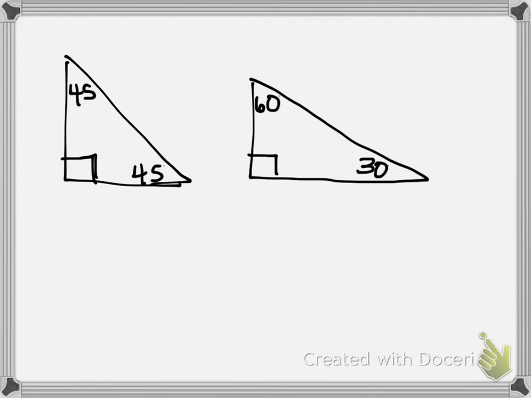So if we start with the 45, 45, 90 again, remember it goes x root 2. So again, the hypotenuse is always whatever the leg is times the square root of 2.